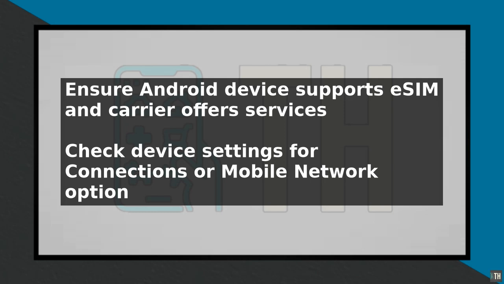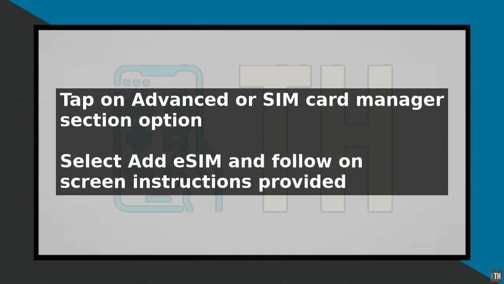First, go to your device settings and select the Connections or Mobile Network option. Look for the Advanced or SIM Card Manager section and tap on it. In this section, you will see the option to add a new SIM or eSIM. Tap on Add eSIM and follow the on-screen instructions.